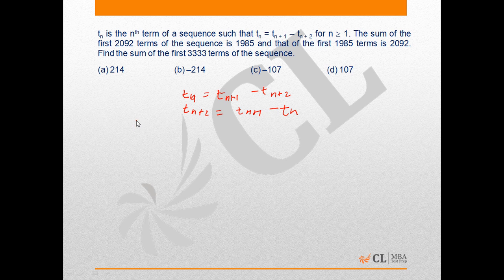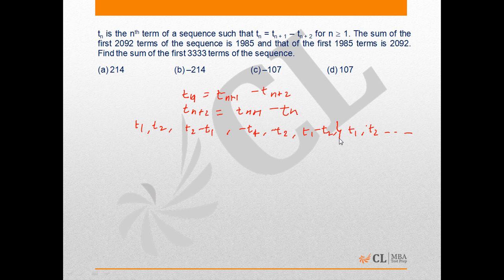Therefore, if T1 is the first term and T2 is the second term of the sequence, then third term will be T2 minus T1, fourth term will be T2 minus T1 minus T2, which means minus T1. Similarly, fifth term will be minus T2, and sixth term will be T1 minus T2, seventh term will be T1, eighth T2, and so on.